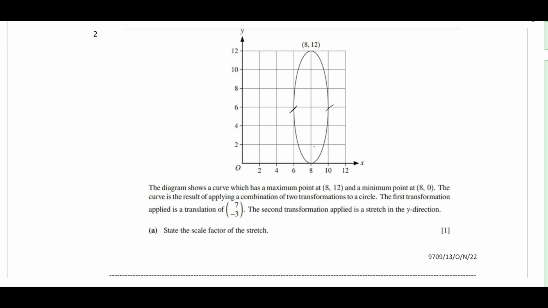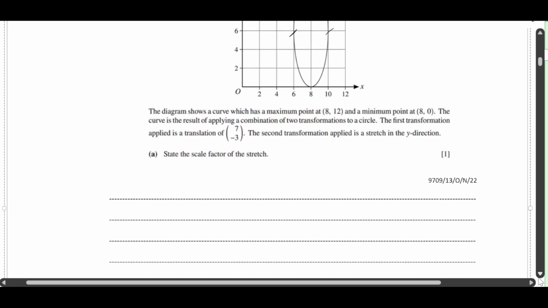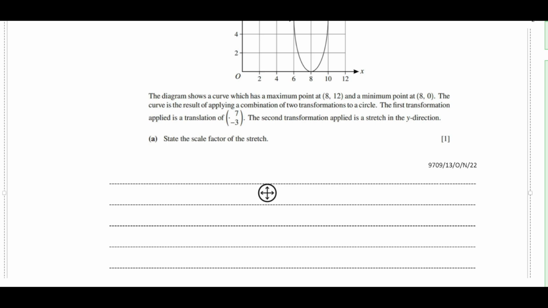Right now you can see that it is 1, 2, 3, 4, 5 and 6. So that 2 will become 6. So 2 multiplied by 3 is 6. So we get the scale factor of the stretch. I will simply say that it is 3. So here my answer will be: scale factor of 3 in y direction.